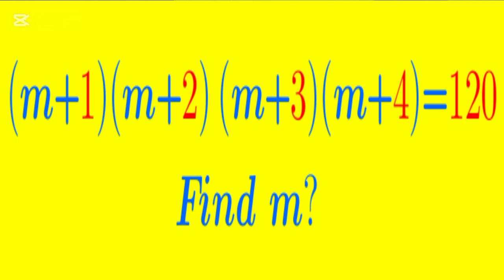We are given a problem here. Let's try to solve it together. It reads: (m + 1)(m + 2)(m + 3)(m + 4) = 120. Now to find the value of m, let's get started. Solution.